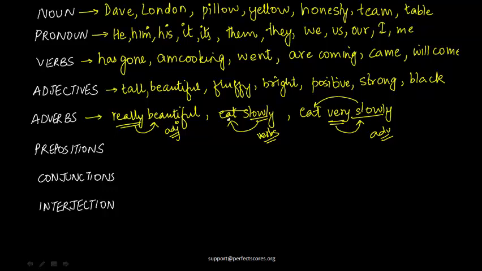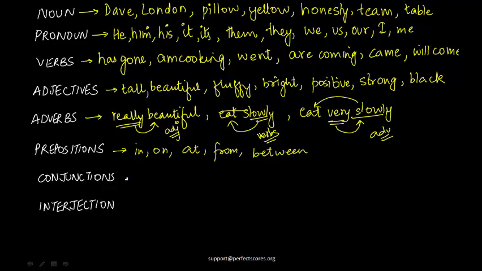Then coming to the next one, which is prepositions. Prepositions are used basically as fillers. When you have a complete sentence and it has a lot of words like nouns, pronouns, verbs, adjectives, what about the other little words that join all of these things? For example, in, or on, at, from, between, all of these are prepositions.